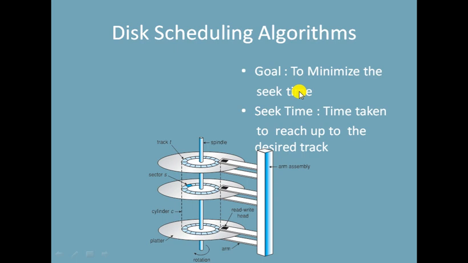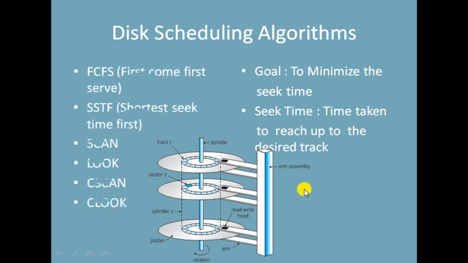There are different algorithms. Each algorithm has its own advantages and disadvantages, but the common goal is to minimize the seek time. These are the different algorithms provided for disk scheduling: FCFS, first come first serve; SSTF, shortest seek time first; SCAN; LOOK; circular SCAN; and circular LOOK algorithms. The main intention of these algorithms is to minimize the seek time.